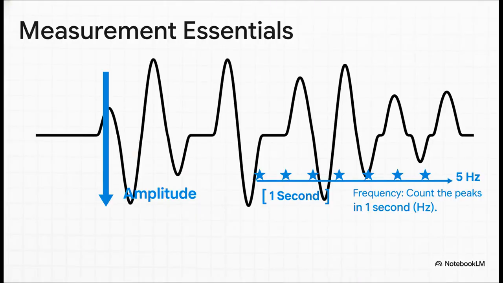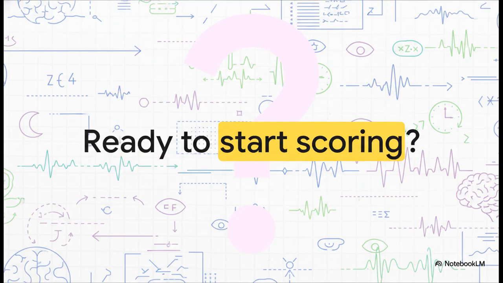Of course, to apply all these rules correctly, you have to be able to measure things accurately, and for that, we use what are basically digital rulers right in the software. Amplitude is just the height of the wave, from its lowest point to its highest. And frequency is just how fast it is. You literally just count how many waves happen in 1 second. It's that simple.